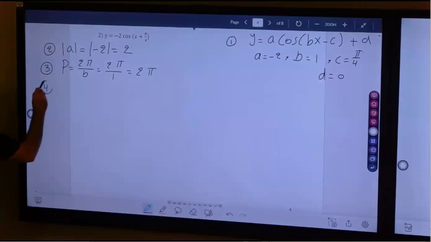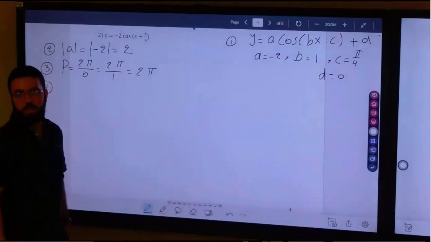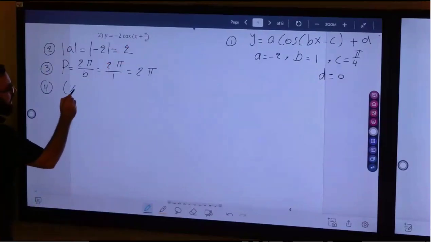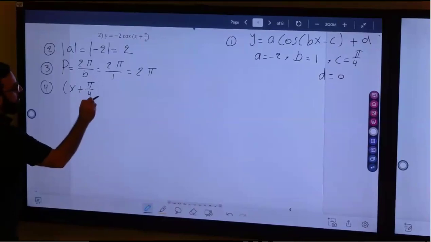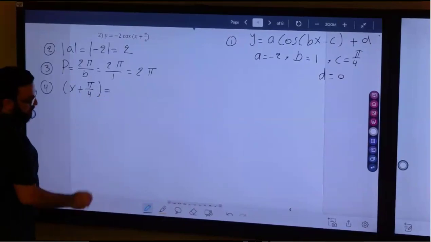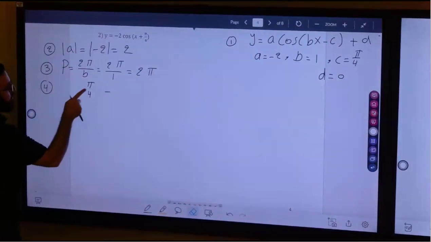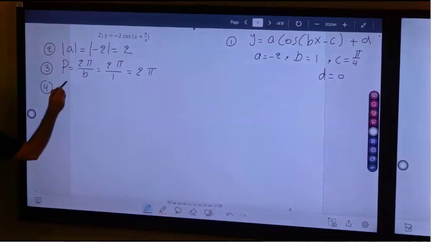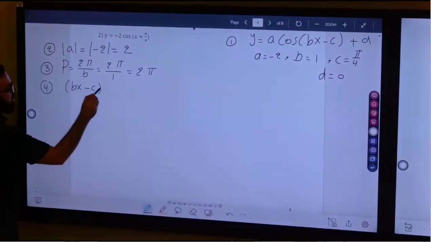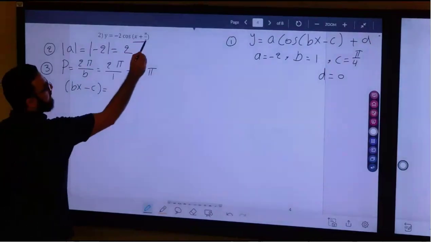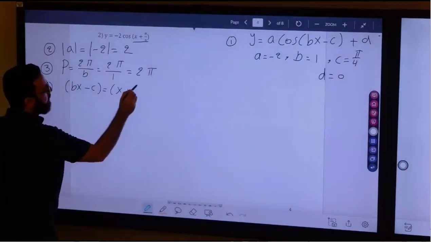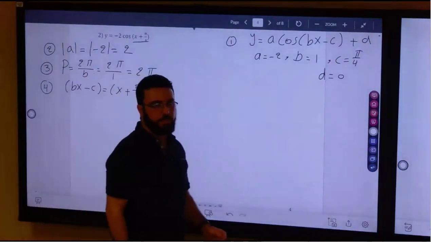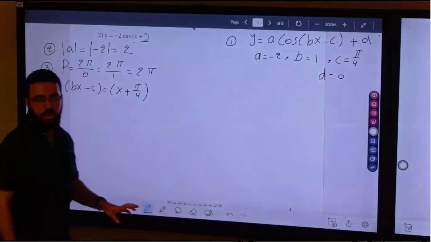Step 4 is what? The shift. How much is the shift? The basis, which is x plus pi over 4. Is it minus? The basis here, it says bx minus c equals 1. This is the basis, right? So it will be x plus pi over 4. You don't have to do anything with this. Next step.